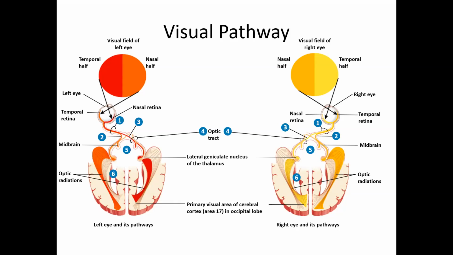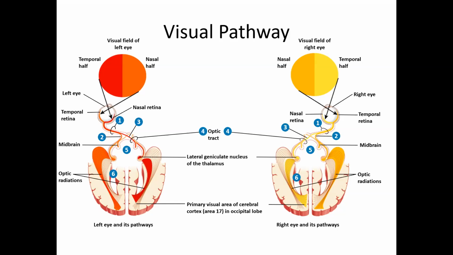And so what ends up happening is that light that is coming from the temporal half of, or the lateral half of each visual field is going to be received on the medial or the nasal side of the retina. Whereas information coming from the nasal or medial side of the visual field is going to be received on the temporal or lateral side of the retina.